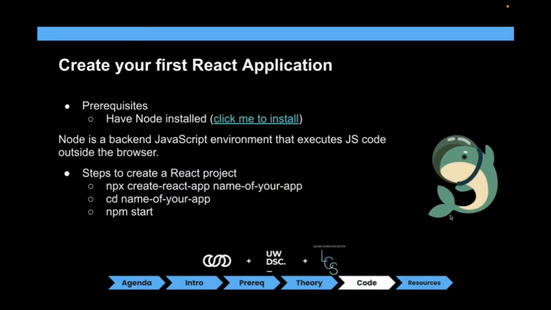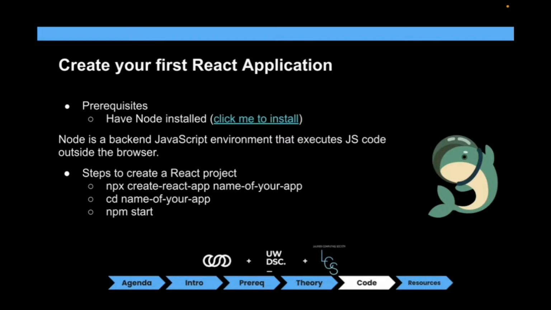All right, so now that we've touched on a lot of theory, let's get started in creating our first React application. Some prerequisites are that we have to have Node installed. Now, if you don't have it installed already, don't worry. You can click on this hyperlink later on to install it, or just search up Node install, and it'll vary depending on your operating system. But all in all, the steps are pretty simple and should be pretty straightforward to install.